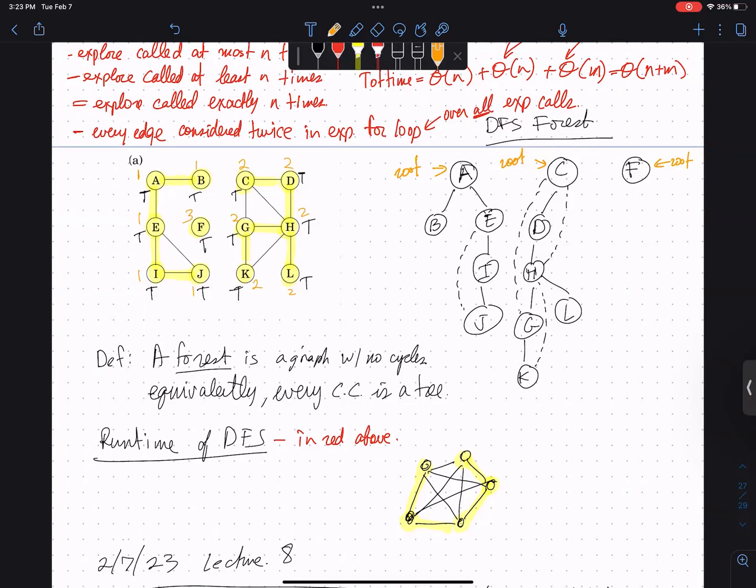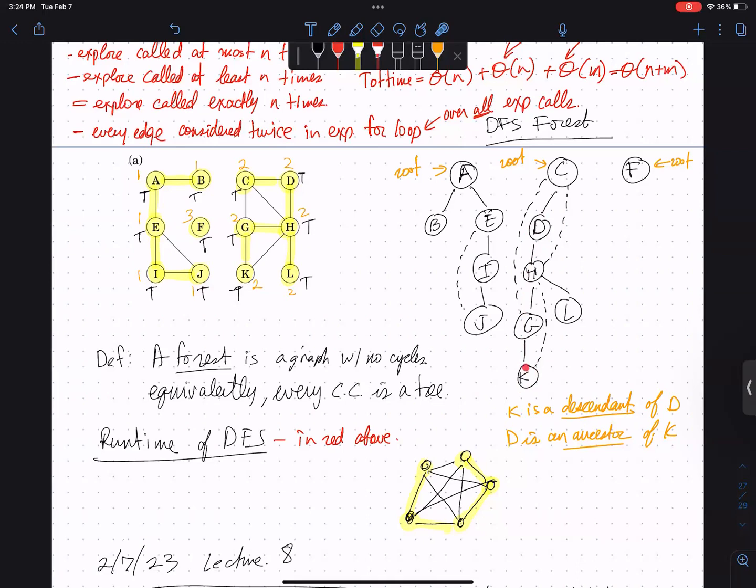Then we say that K is a descendant of D, for example. Or that D is an ancestor of K. So D is an ancestor of K, or the opposite, K is a descendant of D. That's because formally they lie on the same path to the root. Right? It's really intuitive just to think of it like a family tree. That's where the metaphor is coming from.